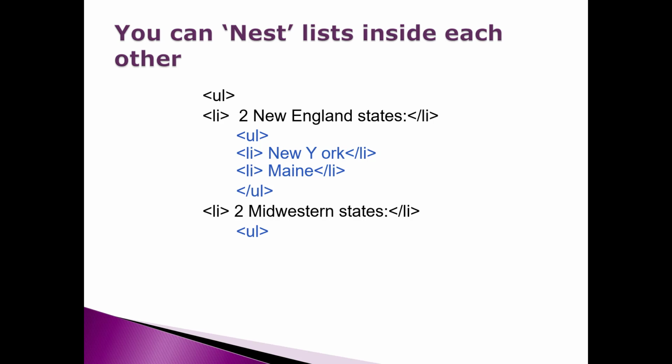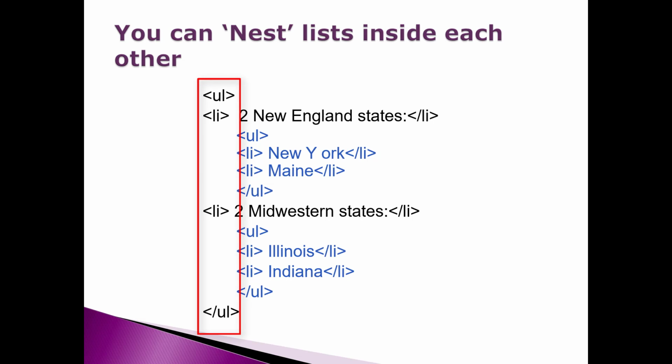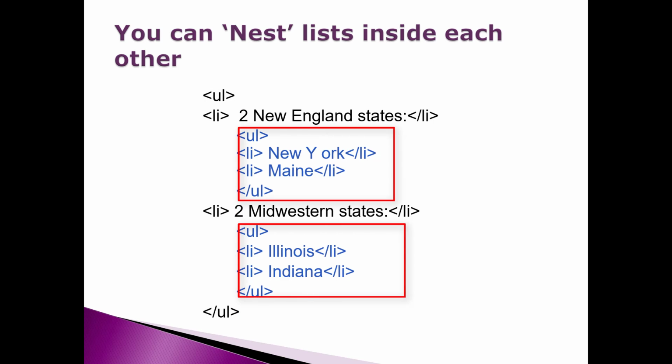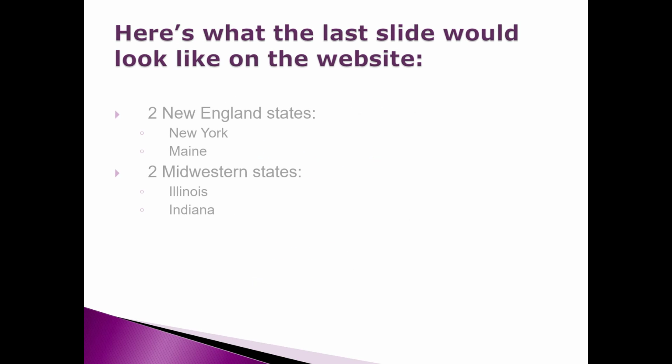So you can envision these, like what if every state, like New York, Maine, Illinois, Indiana, those could all be links out to even other websites, couldn't they? So notice we have a big UL and a /UL down the left, and then we've indented shorter unordered lists. This is what that last slide would look like if you actually made the website.